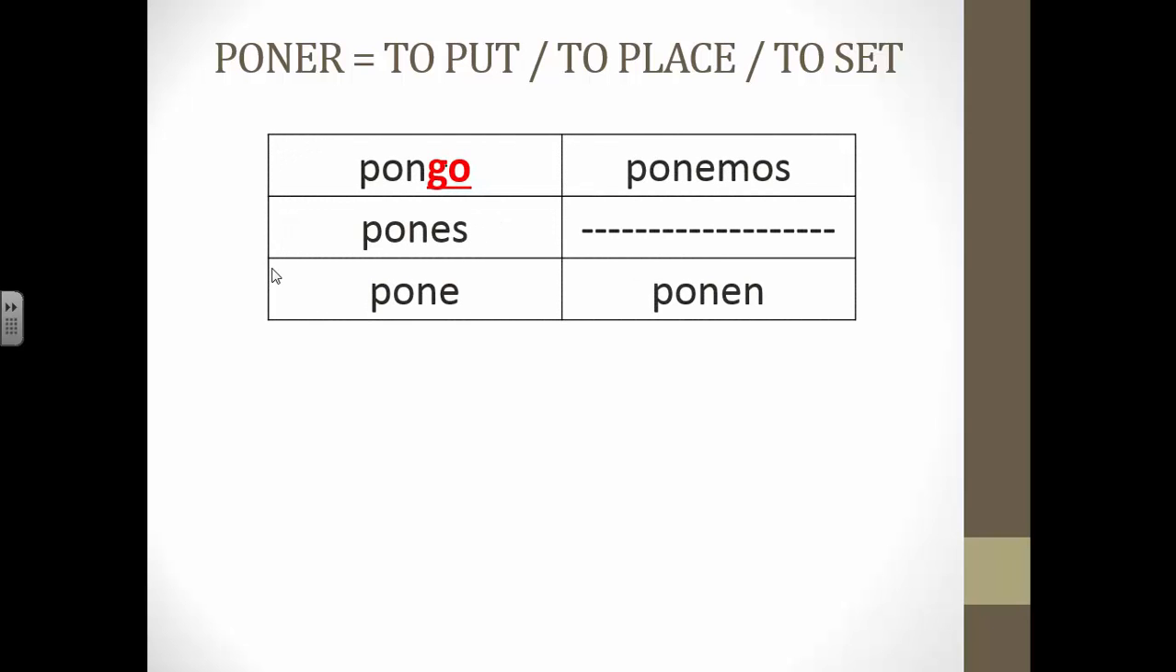Okay, so poner is to put, to place, to set. Notice that the yo form is the weird one, and you conjugate the rest of the forms like a normal ER verb. So pause the video and fill in the forms of poner on your note guide.